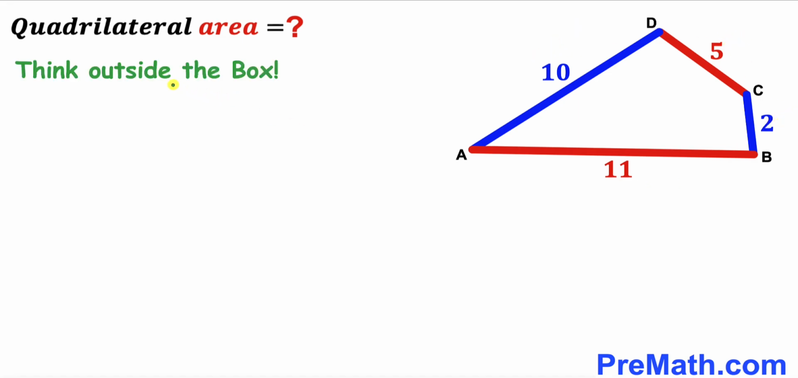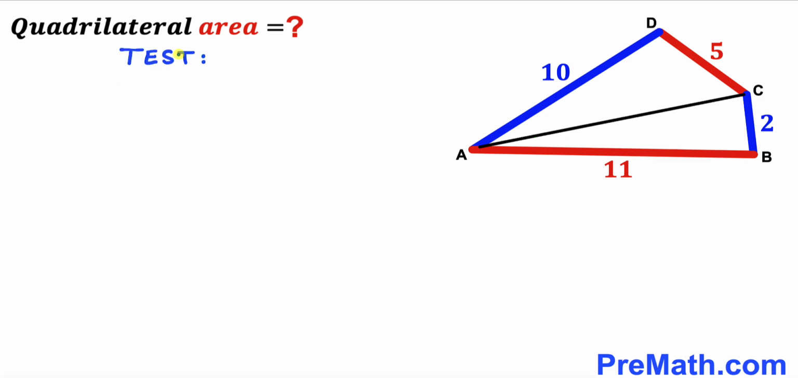Therefore we are going to think outside the box, and we are going to connect these two vertices A and C. As you can see in this next step, I have simplified this problem by dividing this quadrilateral into two triangles: this triangle ACD and the other triangle ABC.